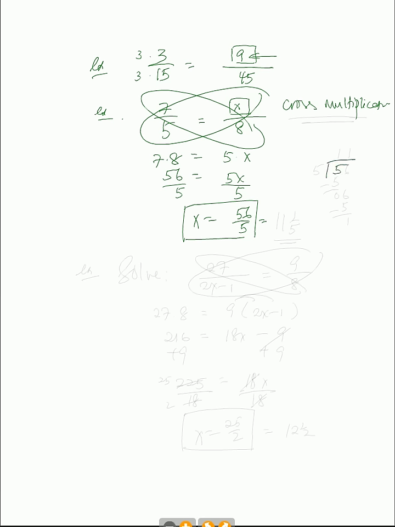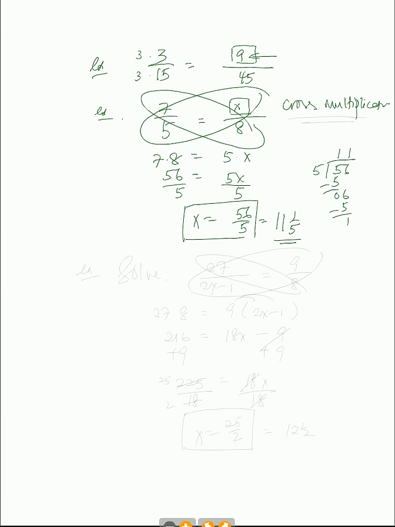56 and 5, so that's a 1, another 1, remainder 1, so it's 11 and 1/5. So that's why you notice the second example compared to the first one is much harder, because the number is not a whole number. It's actually an improper fraction, or you can look at it as a mixed number.